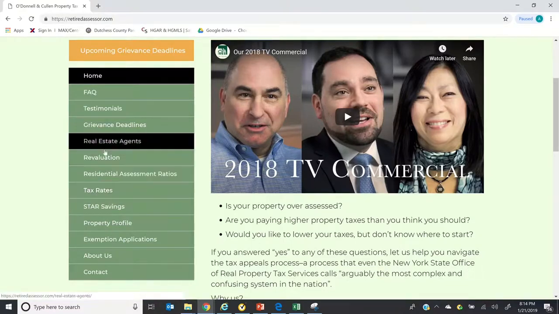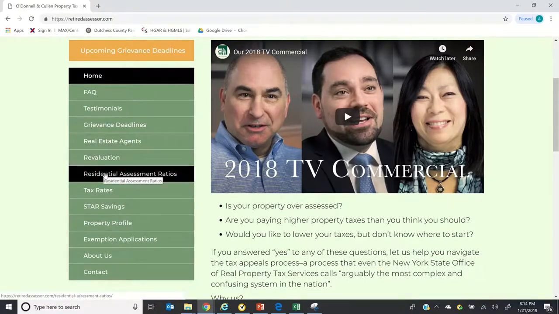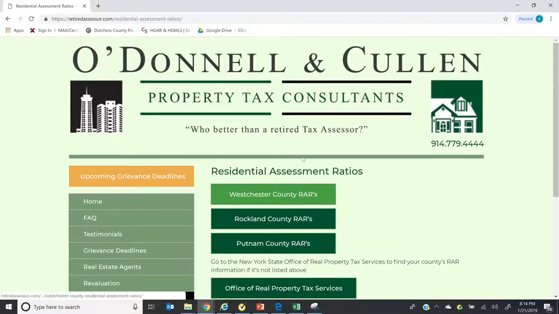So thank you, Rich. The first thing I want to do is go to the residential assessment ratios and figure out what the residential assessment ratio is for my town.